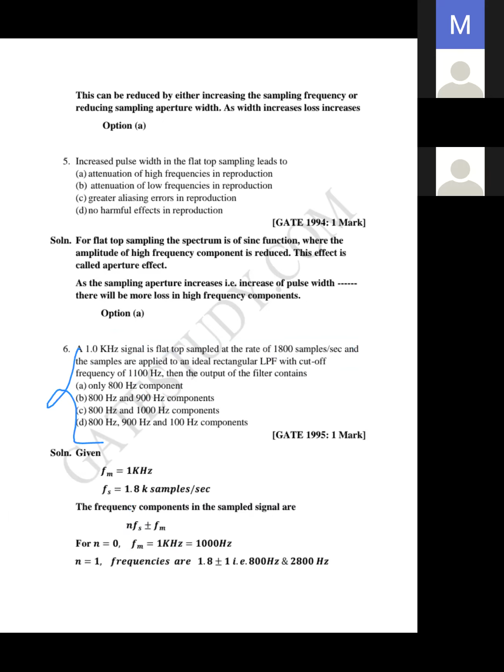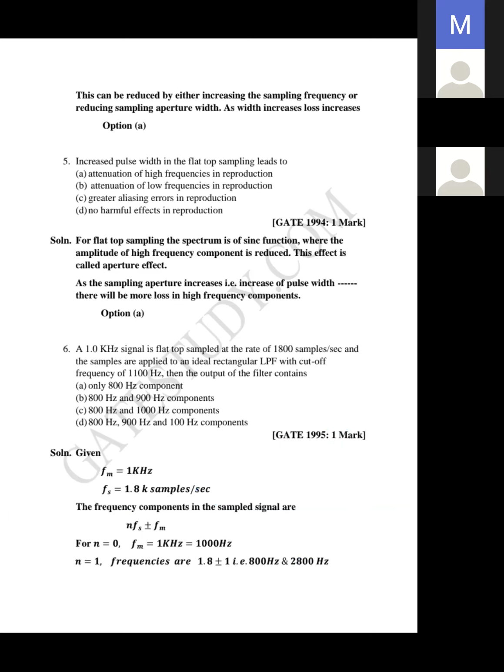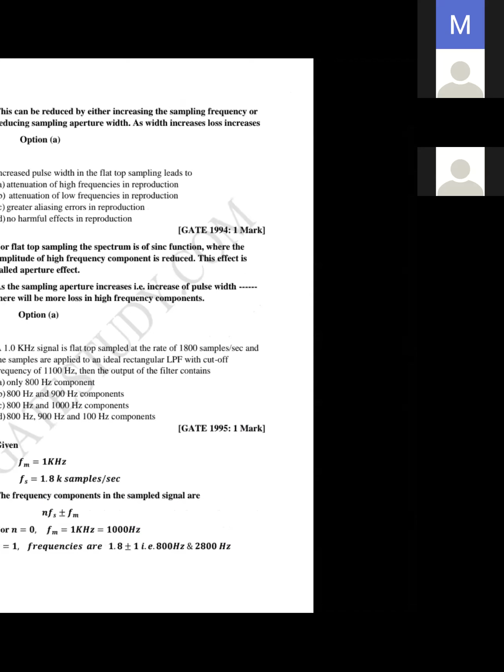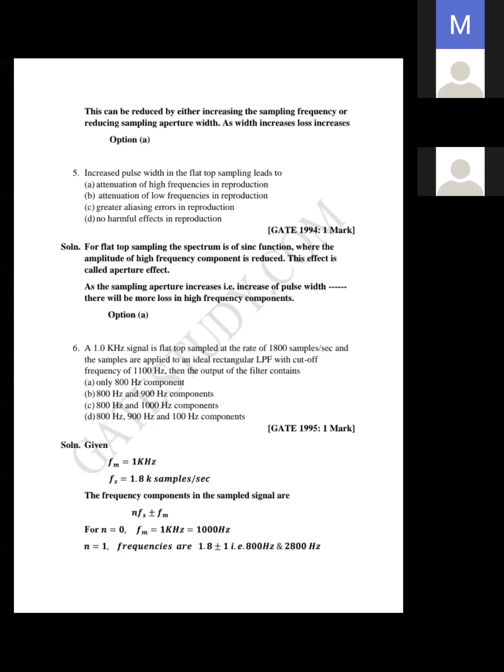Similarly, substitute n is equal to 2. That gives 3600 plus or minus 1000. Minus 1000 gives 2600 hertz, plus 1000 gives 4600 hertz. The values keep on increasing. For n is equal to 0, 1, 2, we got 5 values: 1000 hertz, 800 hertz, 2800 hertz, and for n is equal to 2, 2600 and 4600.